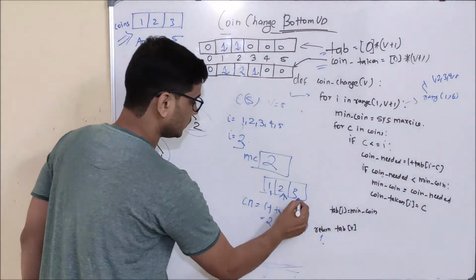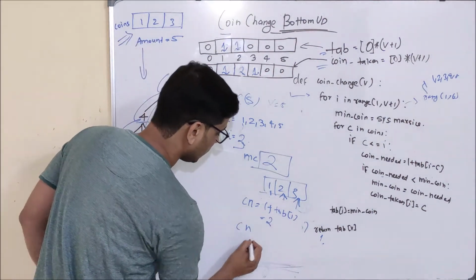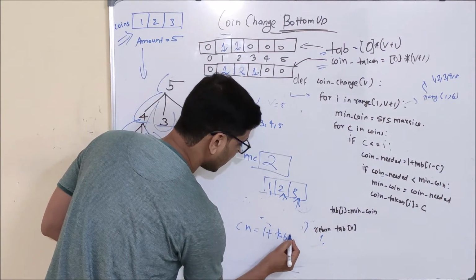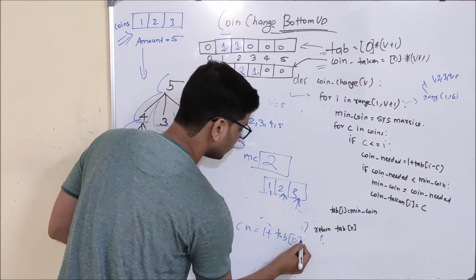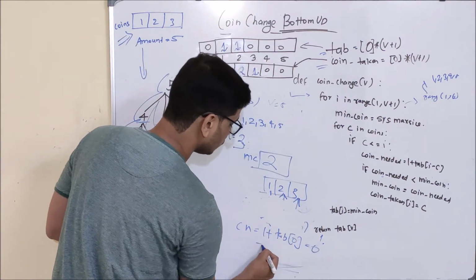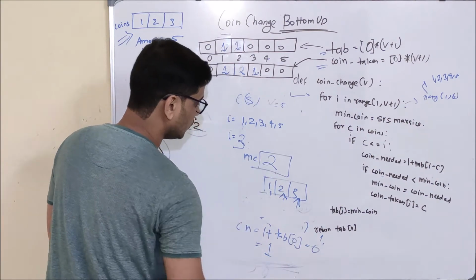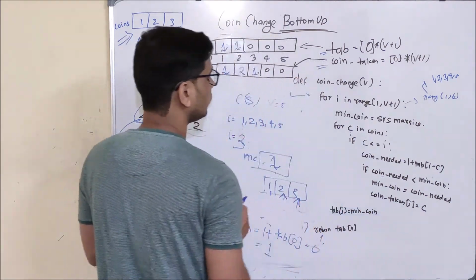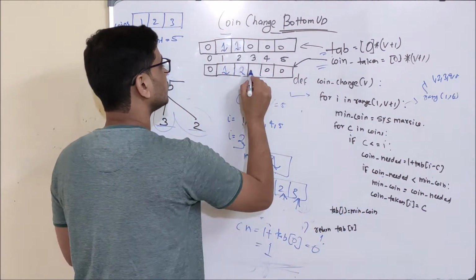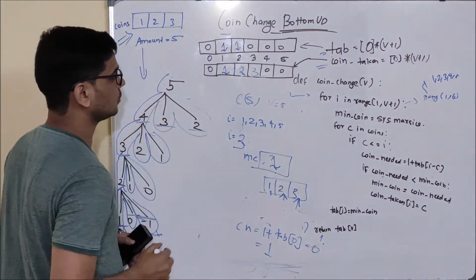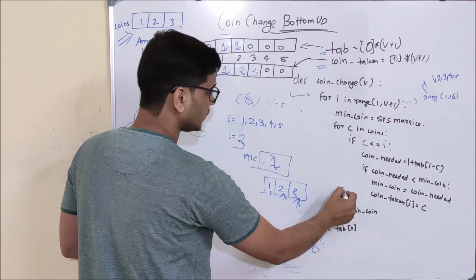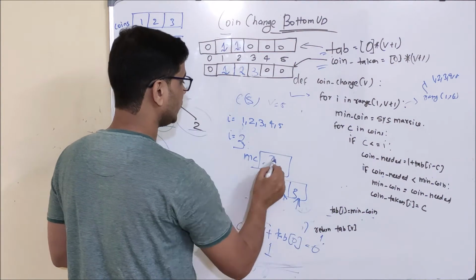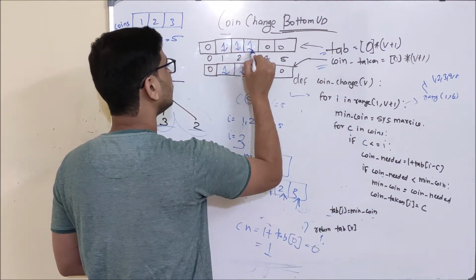And again I am going to try this particular coin. So coin needed will be equal to, when I try this coin, 1 plus tab of i minus c. i is 3, c is 3. So tab of 0, and what is tab of 0? Tab of 0 is 0. So it is 1 and 1 is smaller than 2. So this condition will be true and it will be updated to 1, and coin taken of i will be equal to c. Okay, and c is 3 right now. So this for loop will finish after that, and tab of i will be updated to min coin. And what is min coin? Min coin is 1. It will be updated to 1.